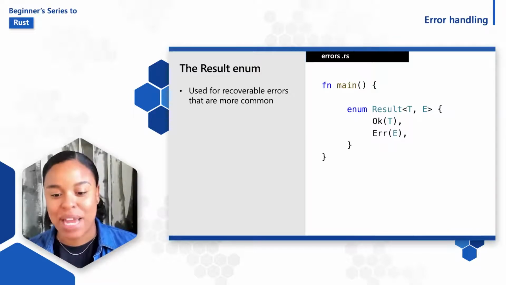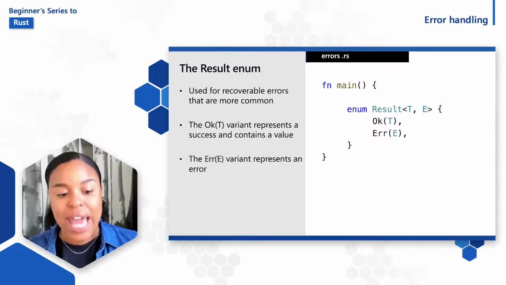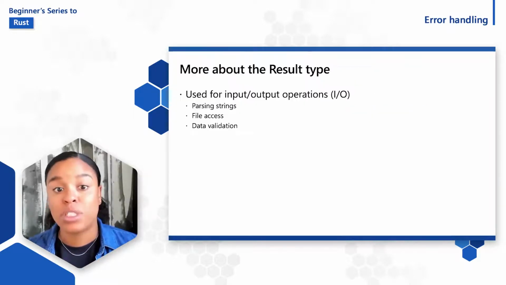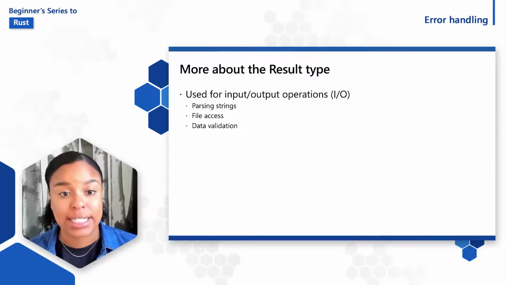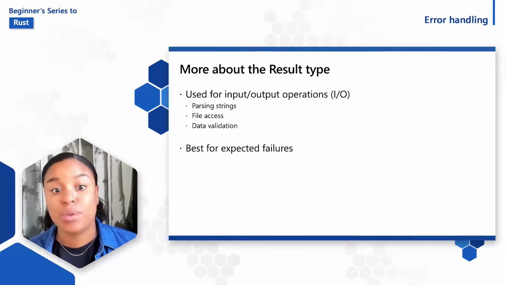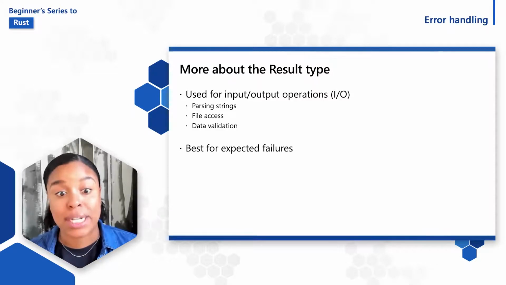We have an enum named Result with types T and E. These are both generic types, and the variants that the Result enum has are Ok(T) and Err(E). So the Ok(T) variant represents a success and contains a value. The Err(E) variant represents an error. The Result enum is principally used for input and output operations, such as parsing strings into other types, file access, and data validation. In contrast to the Option type, which describes the possibility of the absence of a value, the Result type is best suited whenever failures are expected.